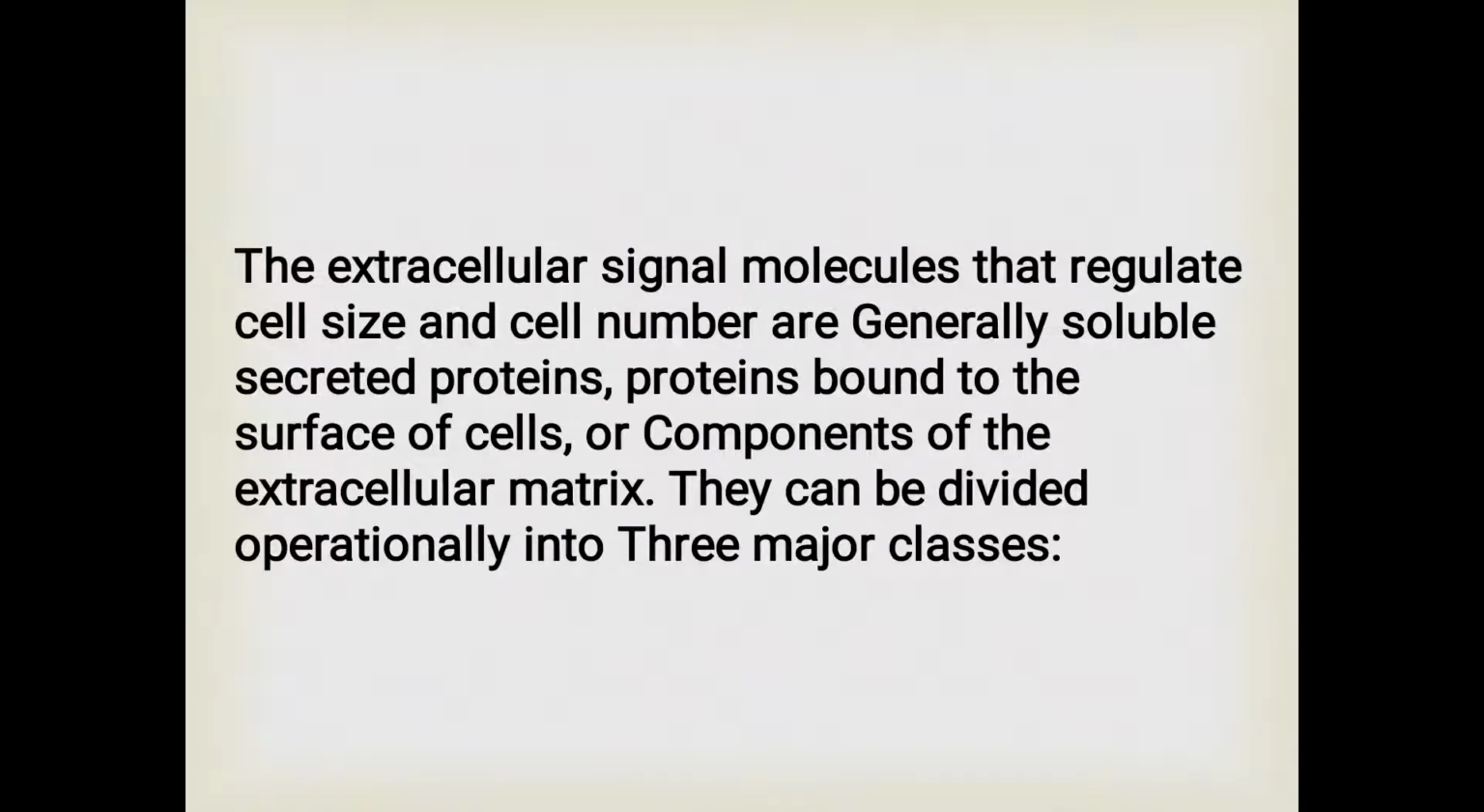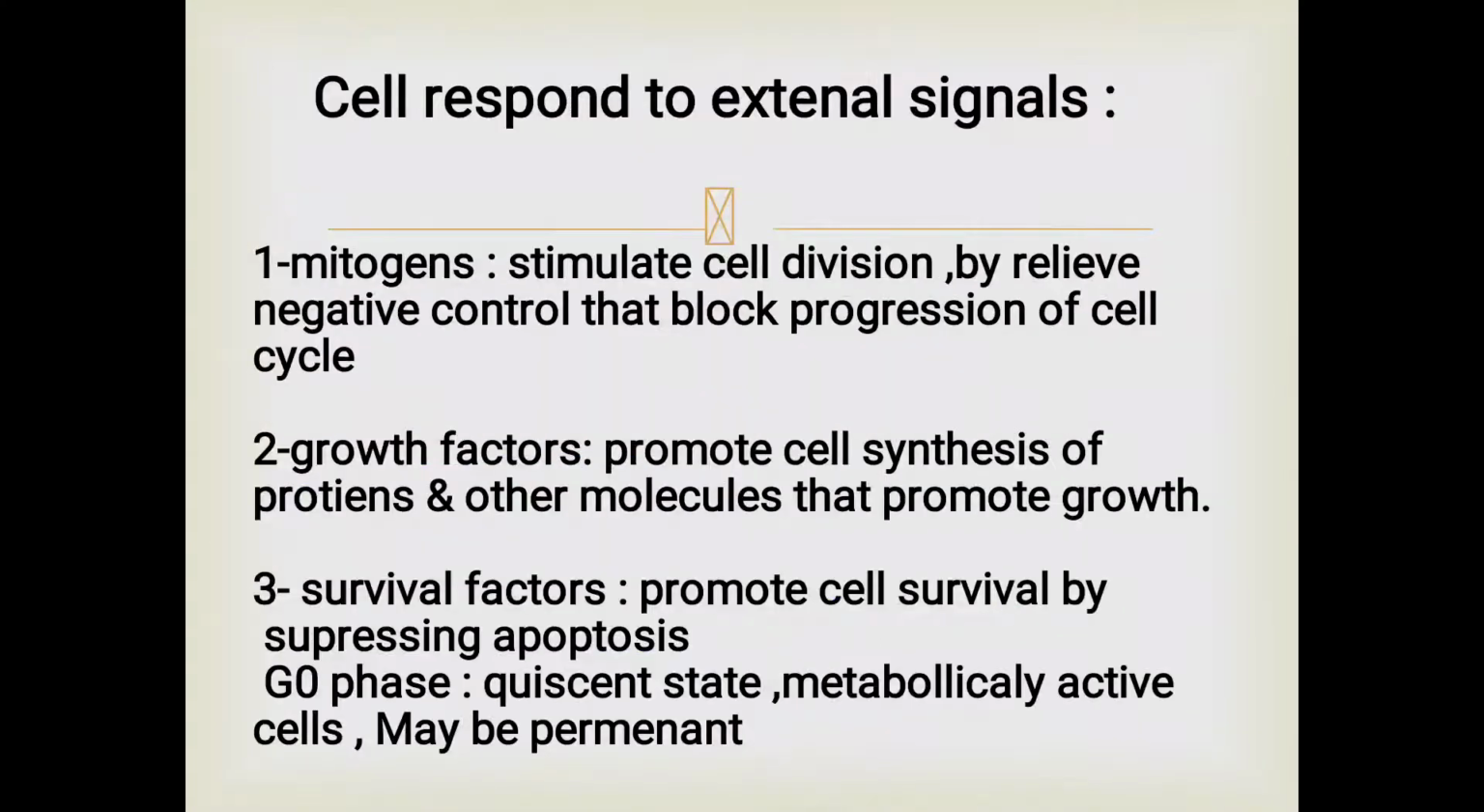So here a number of steps take place for controlling the cell cycle. We have the extracellular signal molecules that regulate the cell size as well as the cell number, generally soluble secreted proteins that bind to the surface of the cells as well as the components of the extracellular matrix, and they can be divided into three major classes. And what are these major classes? Here we have three major classes.